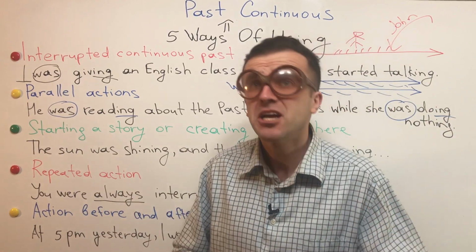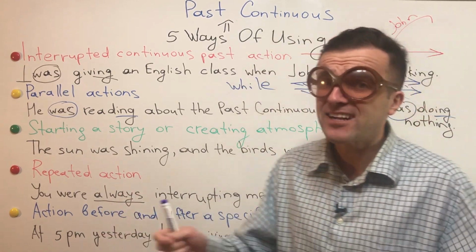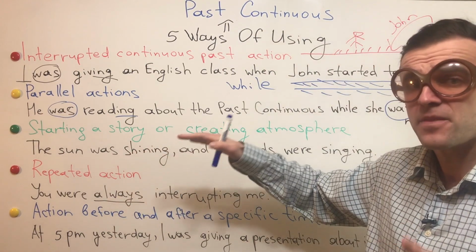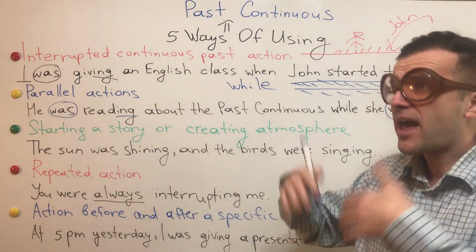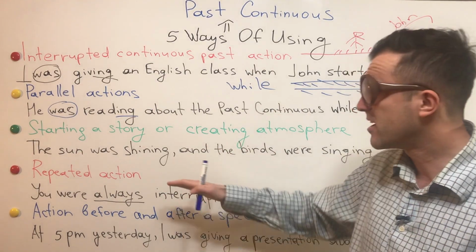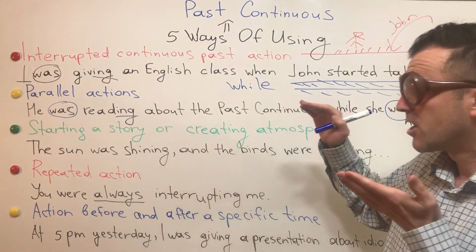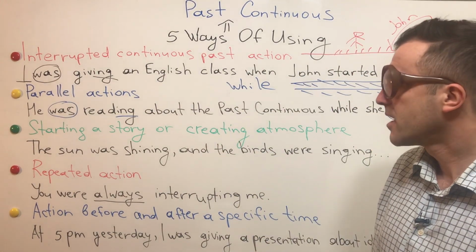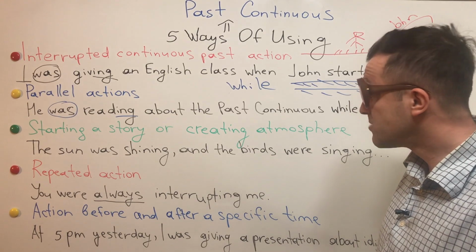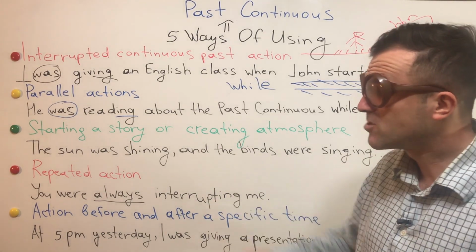So usually when you start telling a joke or telling a story or write a story, you reveal an atmosphere. You display an atmosphere. You start a story by the past progressive, the past continuous. All right? All right.